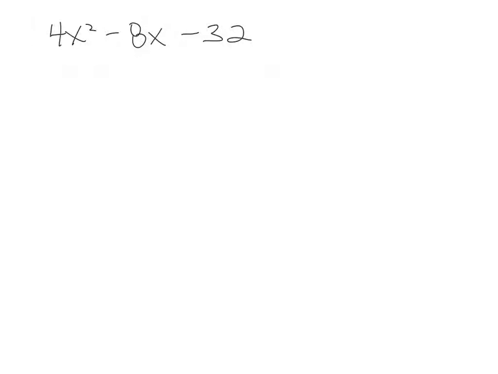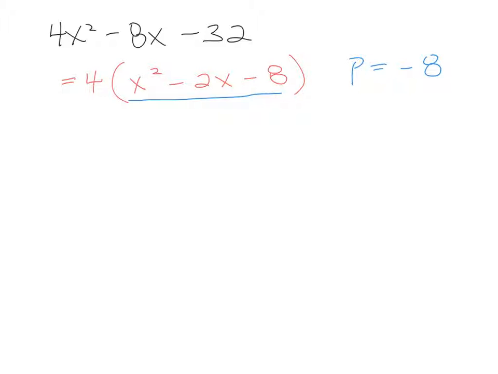It's actually 4. So I'm going to take out a common factor of 4, and I'm left with x squared minus 2x minus 8. Hey, well, that's not so bad, because what's left in the bracket is now a simple trinomial. So we're pretty good to go. My product is equal to 1 times negative 8, so negative 8. And my sum is the middle number, so my sum is negative 2. Well, what two numbers multiply to negative 8 but add to negative 2? Negative 4 and positive 2.